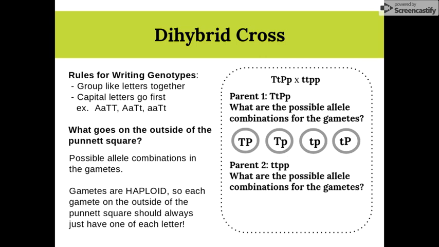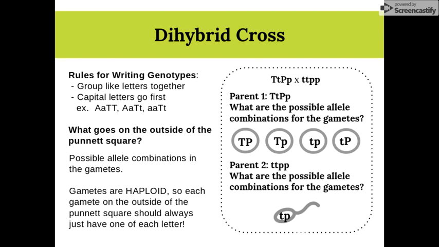For parent 2, we have somebody who is homozygous recessive for these same traits. So little t, little t, little p, little p. What are the possible allele combinations for the gametes for this individual? Well, they are all going to be the same because they don't have dominant alleles to put into their gametes. So they will all be just little t, little p.